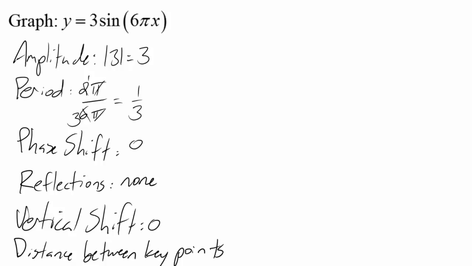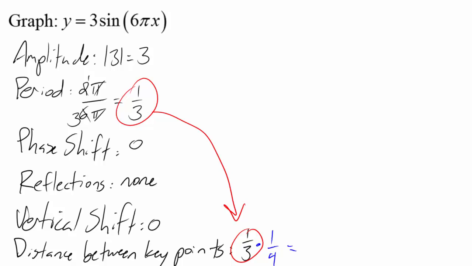All right, so the way we find our distance between key points is we take our period, which is 1/3. We got that from before. And we just take that and multiply it by 1/4. I know fraction arithmetic is not always the favorite activity of any math student, but this one's pretty straightforward. Multiplication of fractions just takes us to top times top, bottom times bottom. In this case, we've got 1 times 1, which is still 1, and 3 times 4, which is 12.